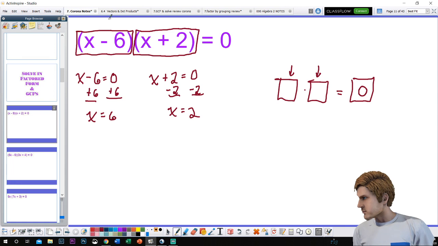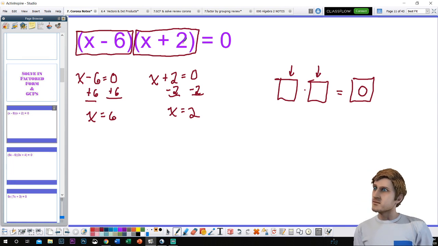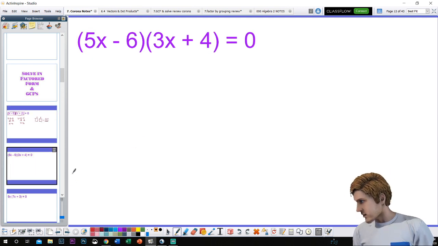So if I put a 6 into this equation, that would give me 6 minus 6, which is 0, times 6 plus 2, which is 8. So 0 times 8 is 0. If I plugged a negative 2 in here, that would give me negative 2 minus 6, which is negative 8. Negative 2 plus 2 is 0. So whatever times 0 is still going to give you 0. Nice, huh? Alright, we're going to do the same thing with this one.